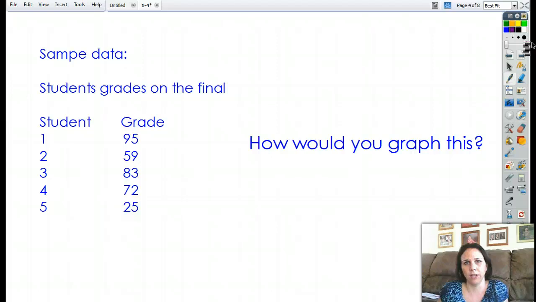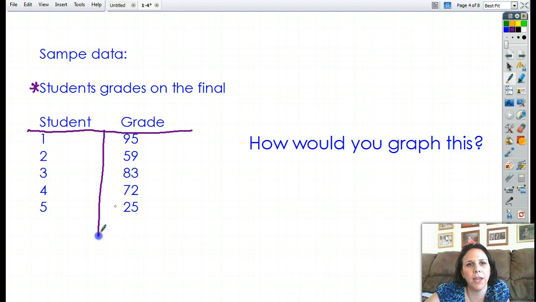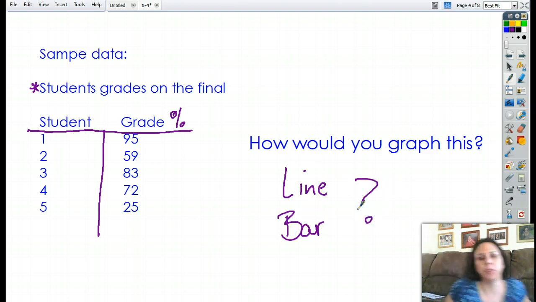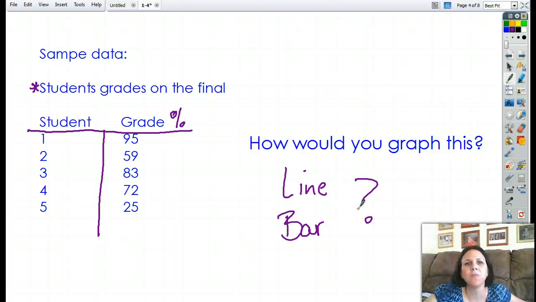Okay, so here's some sample data. My students' grade on the final last year. So they took the biology final. I took a look at 5 different students. Here, if this helps make it a little bit easier, do that. And this is their grade. We'll say in percent. How would you graph this? First of all, would you make a line graph or would you make a bar graph? Okay, that's the first thing I want you to think about. So if you're not sure, hit pause, think about it, unpause me when you think you got it. Okay? So, pause.